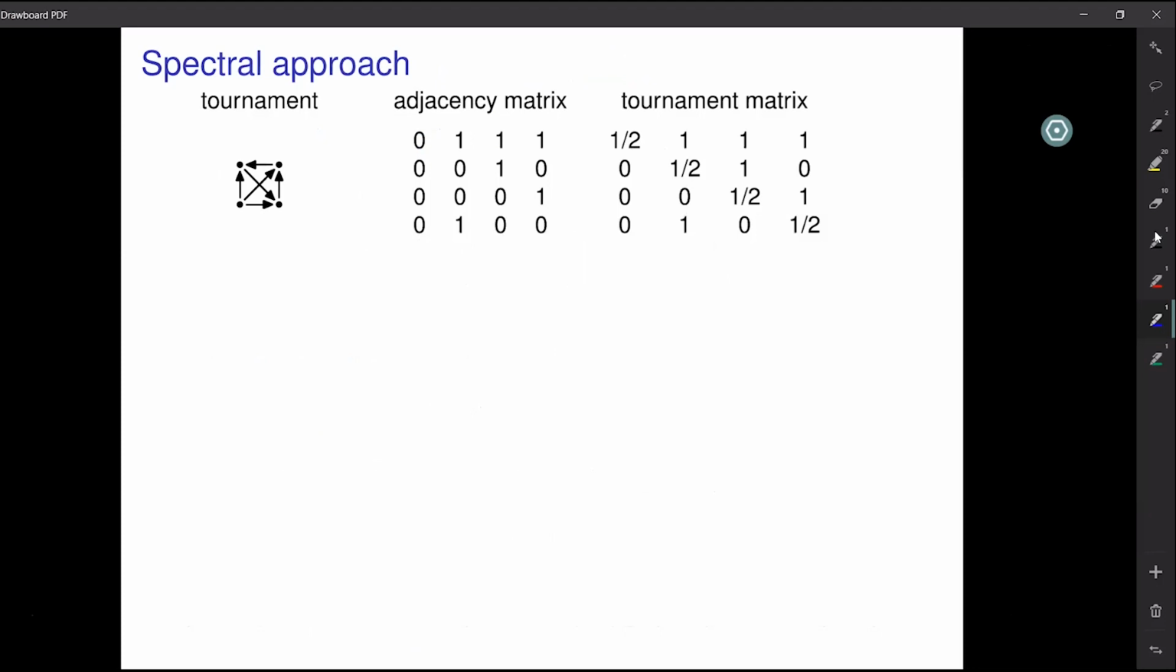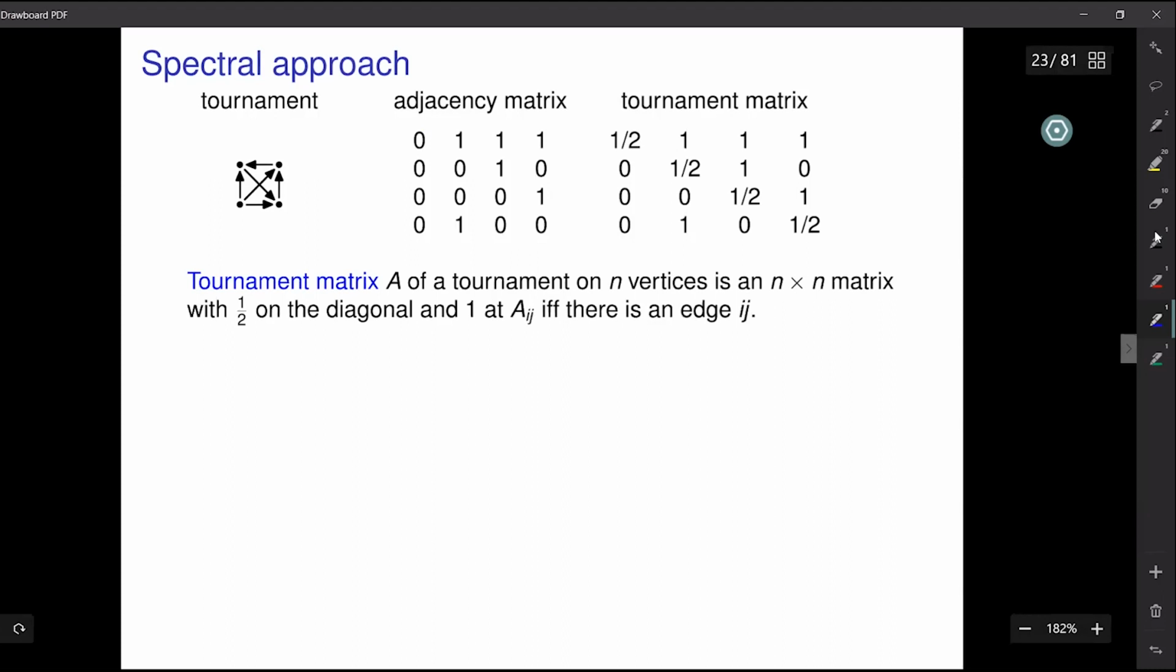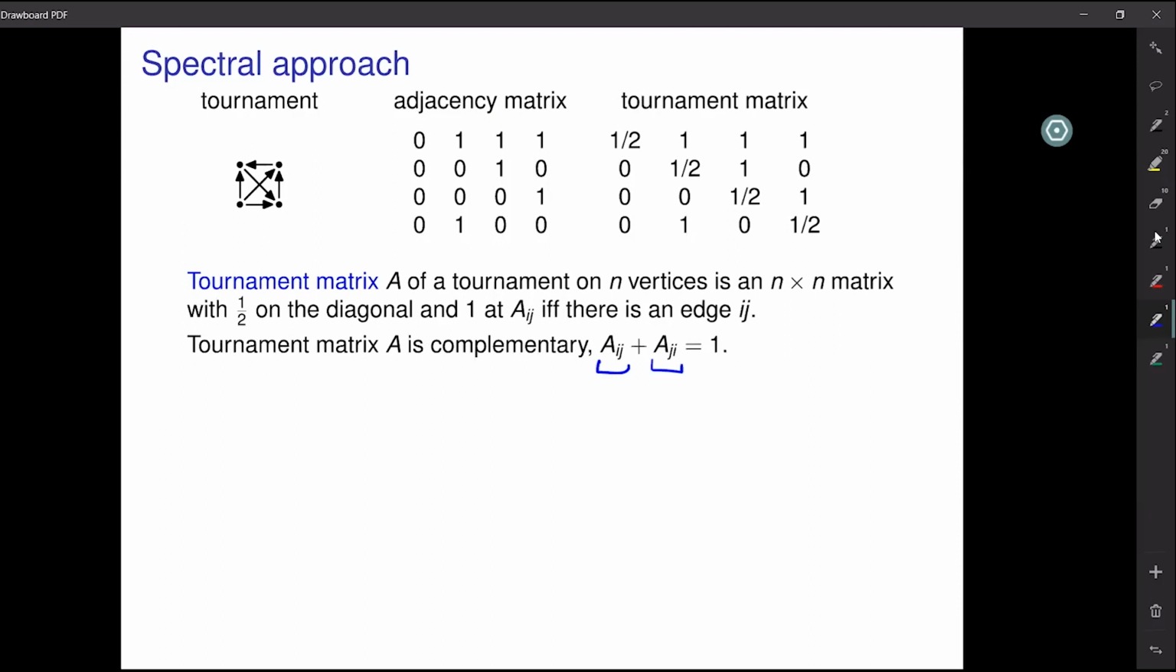For every tournament, you can define an adjacency matrix, as always for graphs, with 1 whenever there is an edge between particular vertices. By tournament matrix, I mean the same adjacency matrix, but with additional terms equal to one half on the main diagonal. Why are we adding those halves? This way, we have a matrix which is complementary. So if I sum up entries that are symmetric, in particular the entry on the diagonal twice, then I get one.